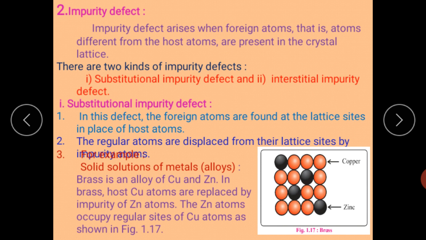Therefore, the brass alloy is an example of the substitutional impurity defect. In this substitutional impurity defect, there is another point, a vacancy through aliovalent impurity.